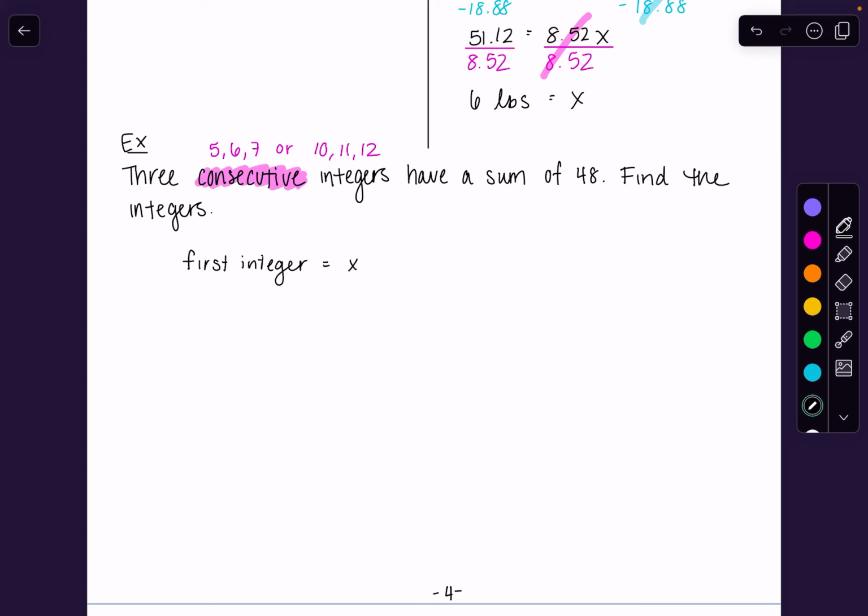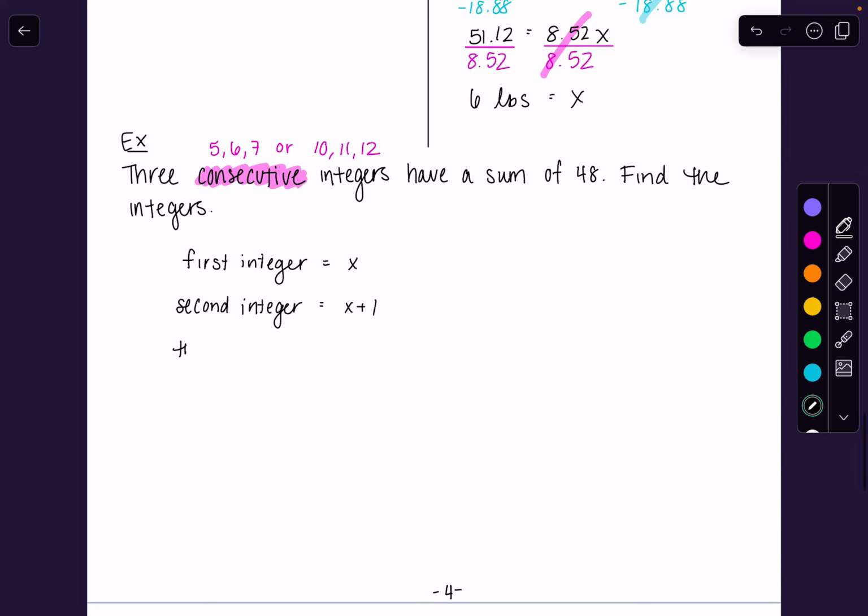But let's say the first integer is x. Then the second integer is one more after that. So all I do is add 1 to the previous one. And then my third integer is I take this one and I add another 1 to it. So it's 2 more than the original. So you can see just based off these, they fit the pattern. If x is 10, then my next number is 10 plus 1 or 11, or 10 plus 2, which is 12. So it's giving you those 3 consecutive integers.